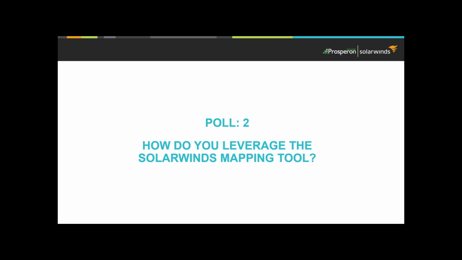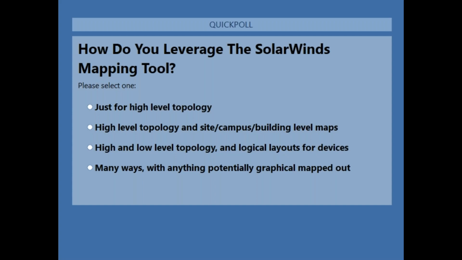So very quickly, another poll before we get into that live demo with Rob. How do you leverage the SolarWinds mapping tool? I said at the start that when we do health checks, we see some of you are using maps a great deal. A lot of you aren't using the maps at all. So we want to get this one out there and understand what the common consensus is for the mapping side. Do you use it at a high level only? Are you using it for site or campus kind of visuals, or maybe you're not using it at all? I don't know, but let's get that feel.